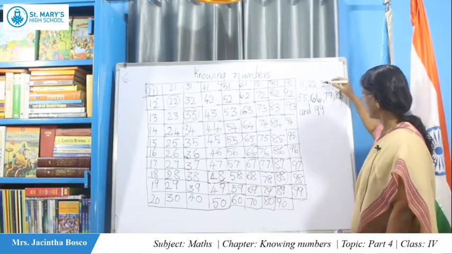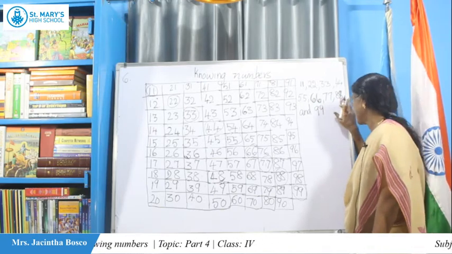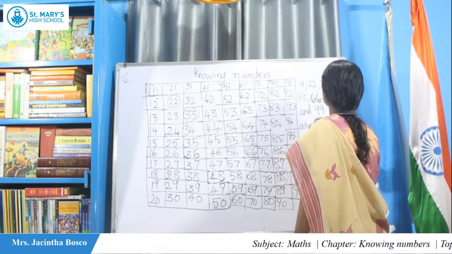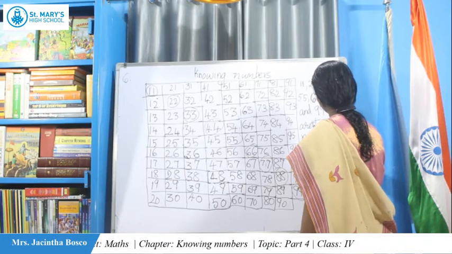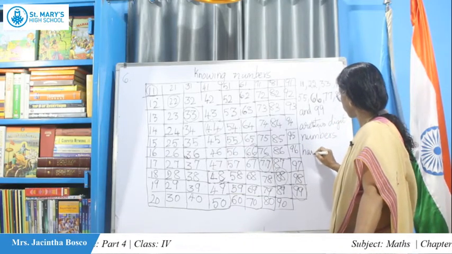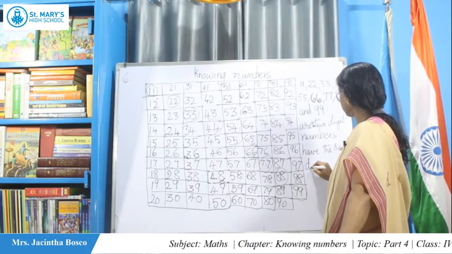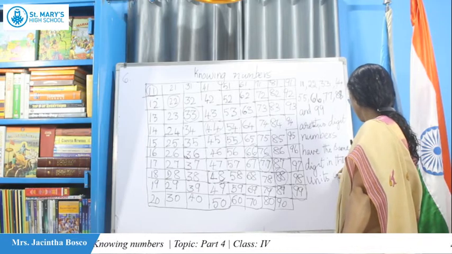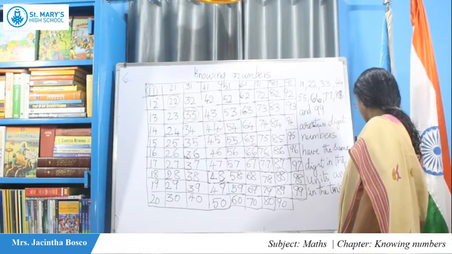Repeat again. 11, 22, 33, 44, 55, 66, 77, 88 and 99 are the 2-digit numbers that have the same digit in the units and in the tens place. Did you write?